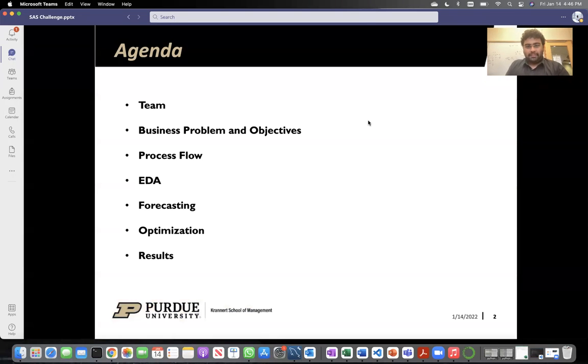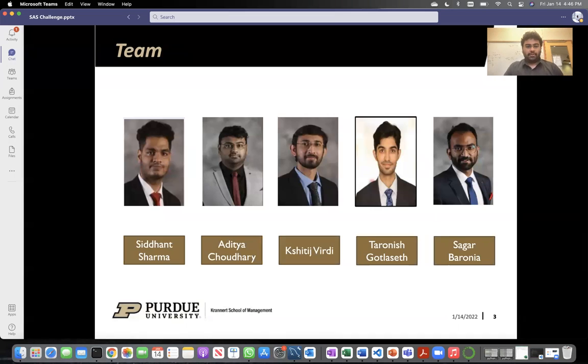The agenda of our presentation is that I'll briefly introduce you to the team who worked on this project, and talk about the business problem, the process flow that we followed, the exploratory data analysis that we did, the forecasting, optimization, and the results that we achieved. We are a team of 5 members who work for the MS BAME program, and as you can see on the screen, these are the members.